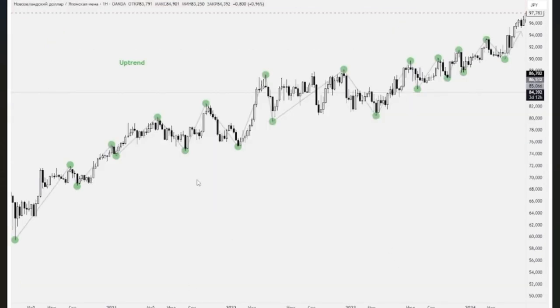In an uptrend we have the same: higher low, higher high, higher low, higher high, higher low, higher high. Here, for example, is a good example when price makes a higher high, higher low, impulse, correction, and we created a new higher high. So now you know that you have to follow the trend, because the trend is your friend.